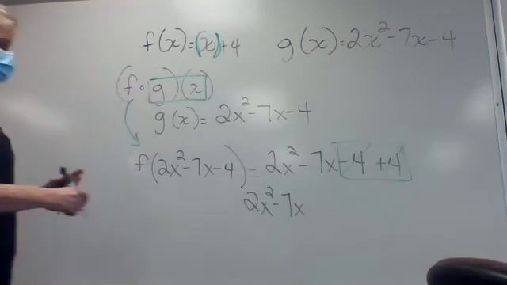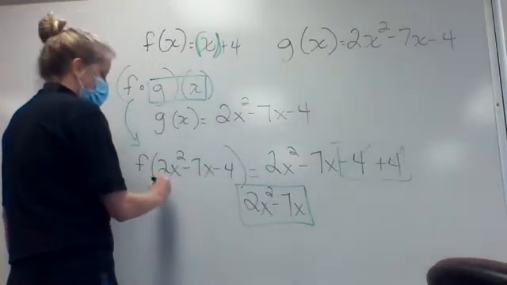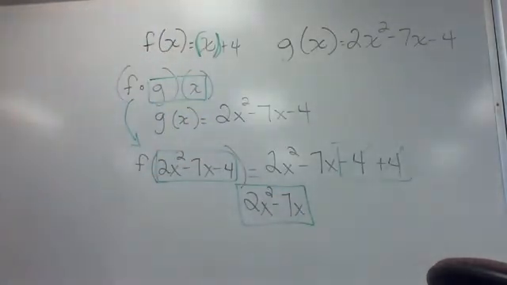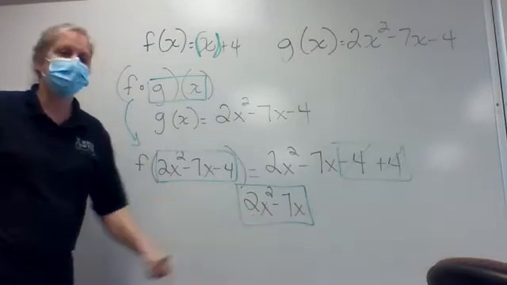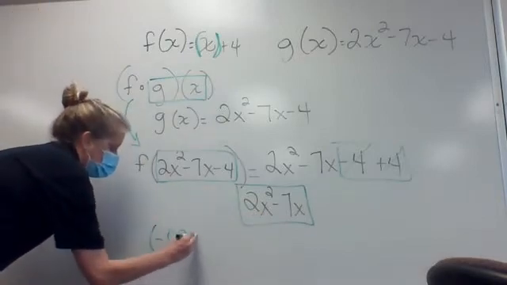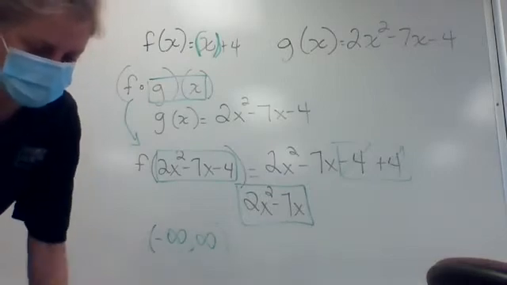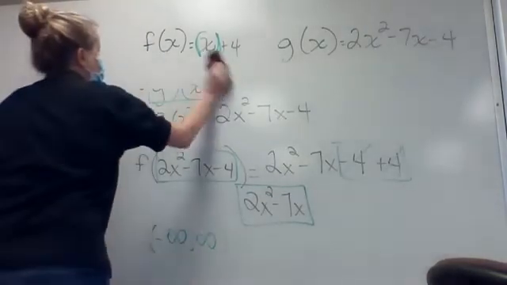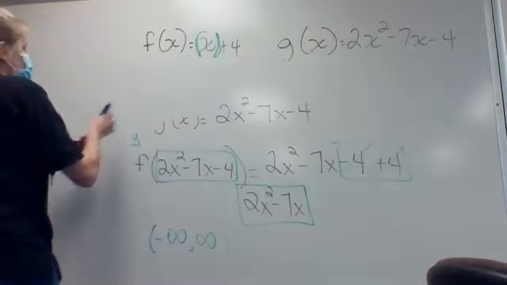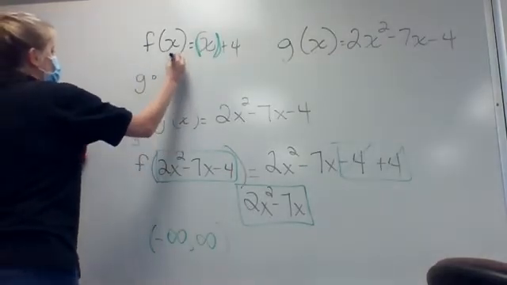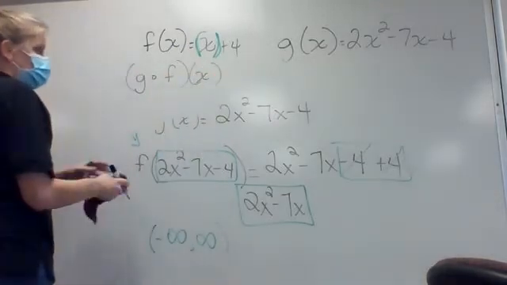So where do you look for the restrictions? Your final answer and what you plugged in to get your final answer. Those two spots are where you're looking for restrictions. Do either one of these have any? No. So the domain is negative infinity to positive infinity. So now we're going to do all the same thing for g of f. It's going to take a little more work.